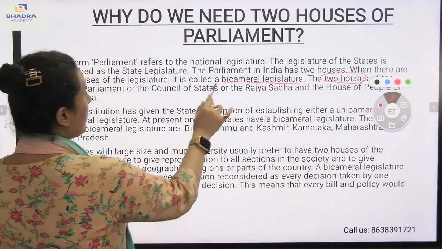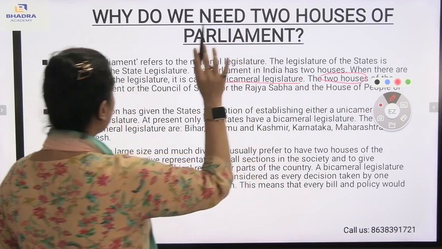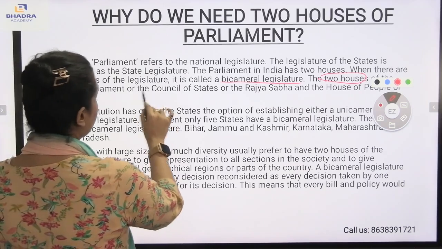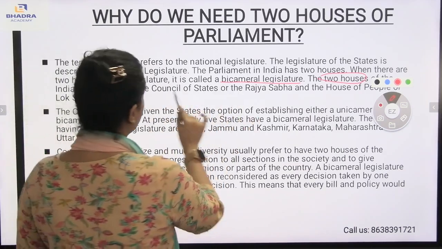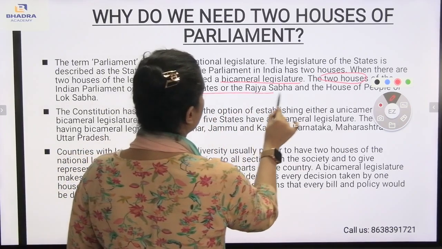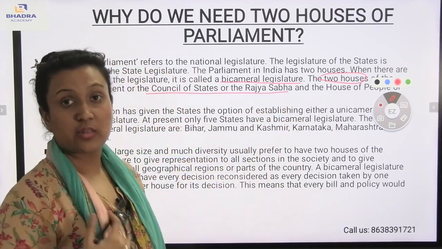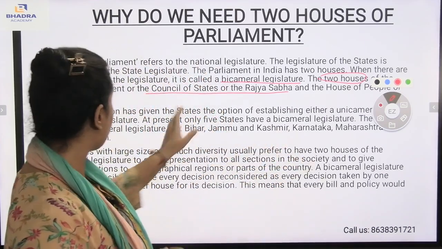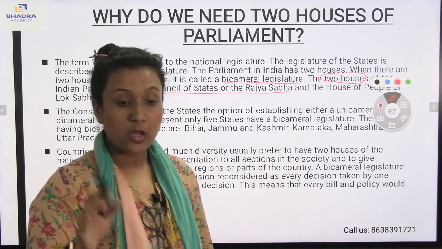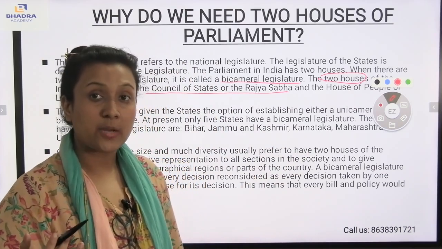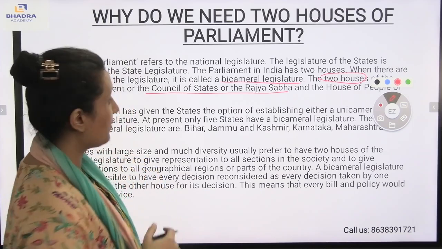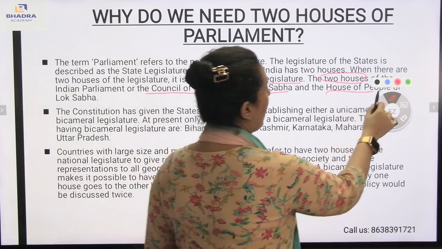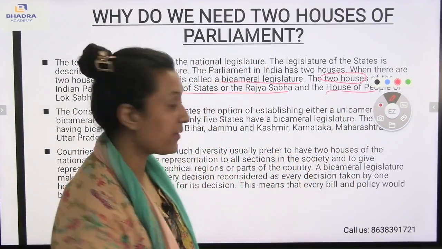Now, what do you mean by the bicameral legislature? First of all comes the Council of the States. The Council of the States is known as the Rajya Sabha. First comes the Rajya Sabha, which is known as the Council of the States, and the Lok Sabha is known as the House of the People. So these are the two houses under the bicameral legislature. I hope you have understood this one.